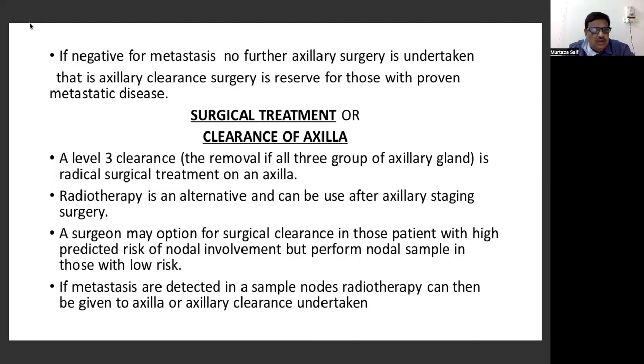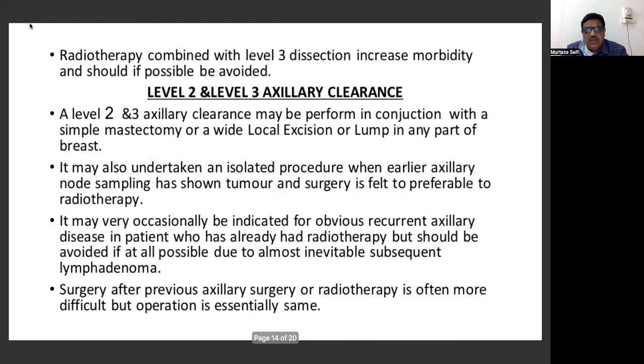Surgical treatment or clearance of axilla, level 3 clearance, removes all three groups of axillary nodes. Radiotherapy is an alternative. The surgeon may opt for surgical clearance in those patients with a high detected risk of nodal involvement, but perform nodal sampling in those with low risk. If metastases are detected in the sampled node, radiotherapy can be given to the axilla or axillary clearance undertaken.